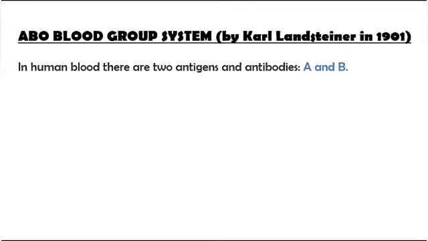So first of all, let us come on to the ABO blood grouping system. This ABO blood grouping system was given by Karl Landsteiner in 1901. This is a very frequently asked question in all the examinations, and you must know also that this ABO blood grouping system was given by Karl Landsteiner in 1901. In the human blood, there are two antigens and two antibodies, A and B. And this ABO blood grouping system is based entirely on these two antigens and antibodies only, A and B.